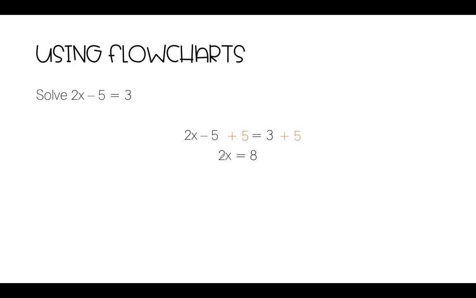So what we'll end up with is 2x equals 8 because these have cancelled out. Negative 5 plus 5 equals 0. Then we're going to divide both of these by 2 because we're doing the inverse of multiplication. So 2x divided by 2 just leaves x on its own, and 8 divided by 2 gives us 4, so we've got x equals 4.